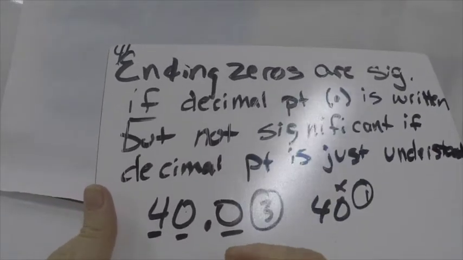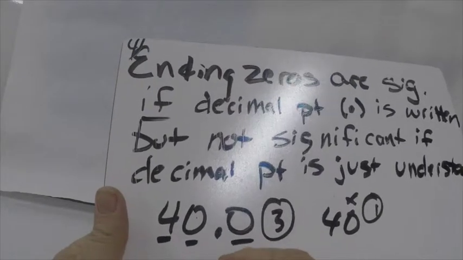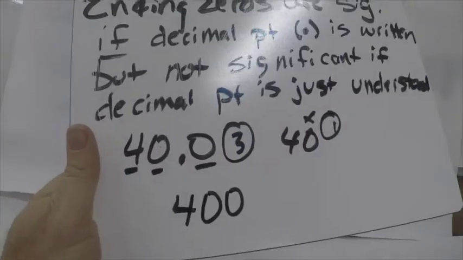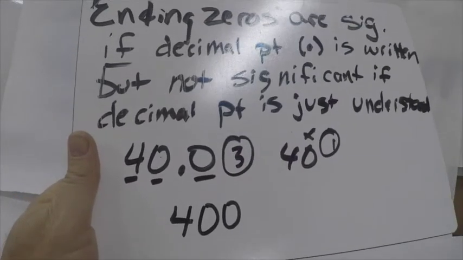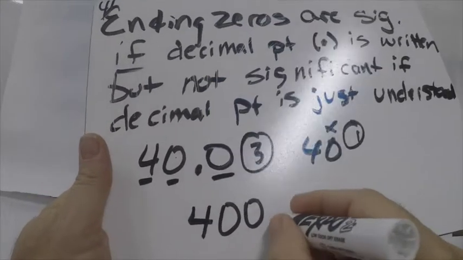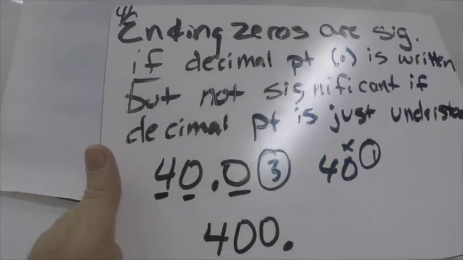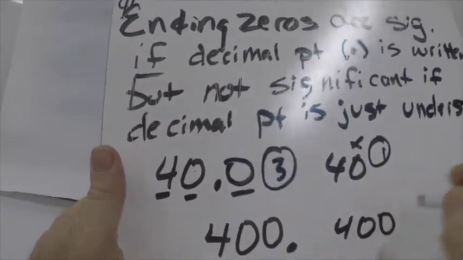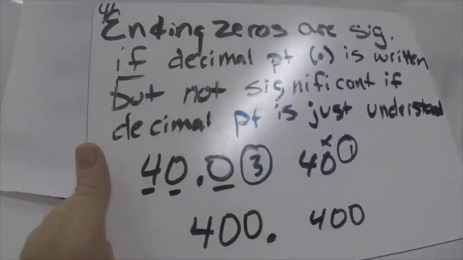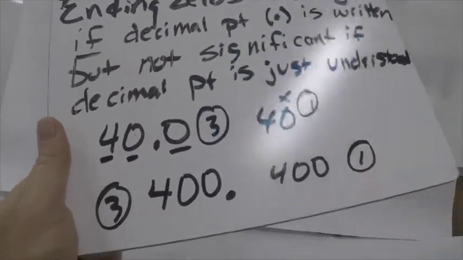Okay? Or let's say that I have the number 400, but you know what? It came out to be exactly 400, and I want to say, hey, I want all of those digits to be important because I measured it that accurately. Then I just put the decimal point. So in science, there's a difference between the 400 with a decimal point and the 400 without the decimal point. This one would have 3 significant digits. This one, only 1.